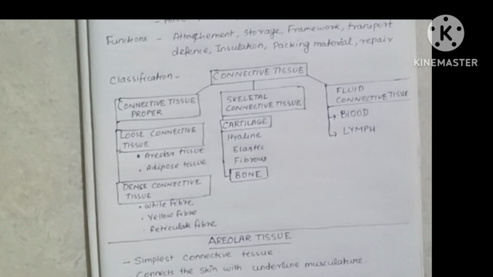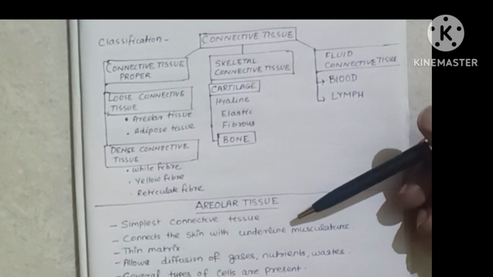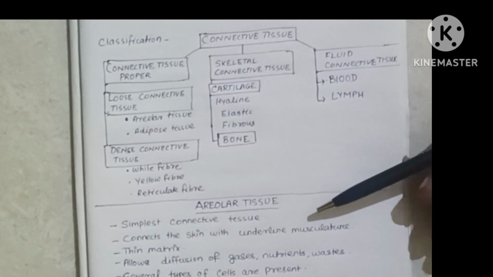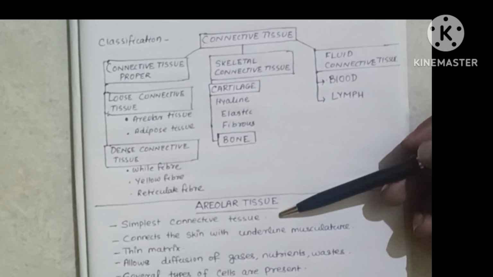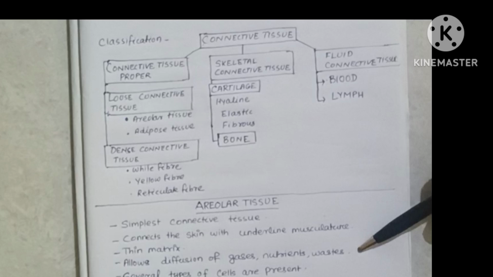Then we talk about areolar tissue, which is a part of connective tissue proper under loose connective tissue. It is the simplest connective tissue. It connects the skin with underlying musculature, that means it is present between skin and muscles. Its matrix is very thin, transparent, amorphous, etc. It allows diffusion of gases, nutrients, waste products, etc.